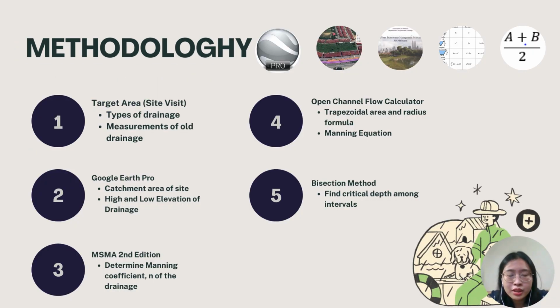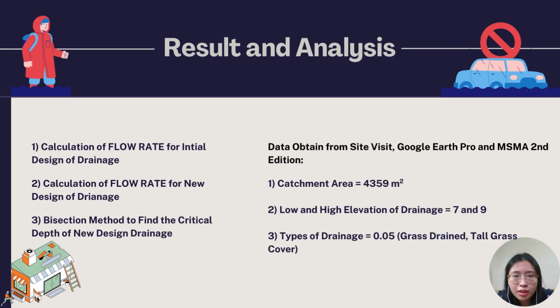The first methodology is the target area, which is a site visit. Here we will survey the type of the drainage and also get the measurements of the old drainage. Second, we will use Google Earth Pro to get the catchment area and also the high and low elevation of the drainage. Third, we will refer to the MSMA second edition to determine the Manning coefficient of the drainage. Fourth, we will use the open channel flow calculator to get the formula for the trapezoidal area and radius to put into the Manning equation to calculate the flow rate. And last, we will use the bisection method to find the critical depth among the intervals. Let's move on to the result and analysis part.